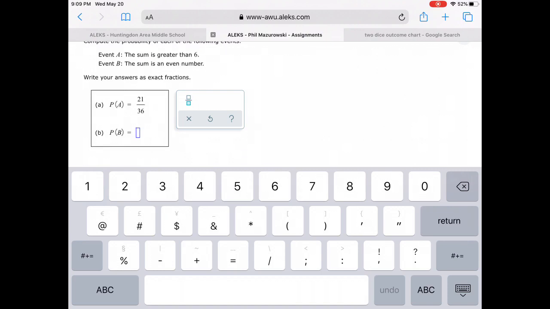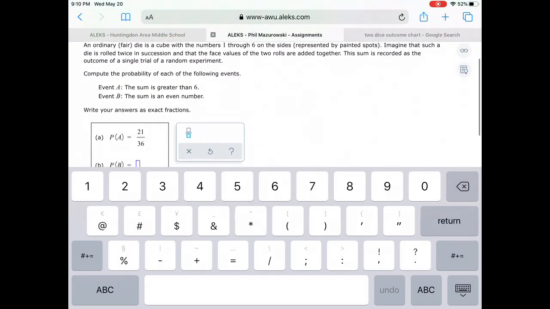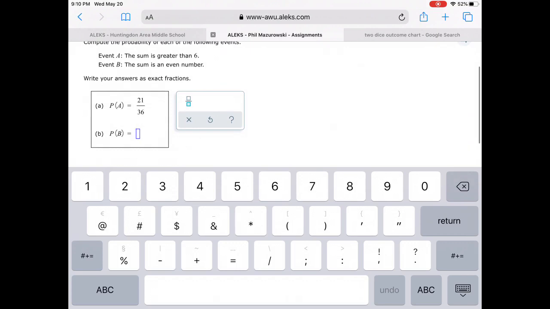Both of these are divisible by 3, so you could have 7 12ths. But I'm just going to see if they're going to... I don't see where it says put in simplest form, so we're going to risk it here and put 21 out of 36. All right, next, the sum is an even number.